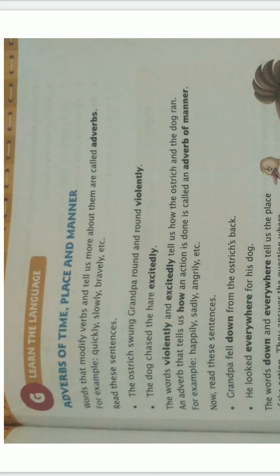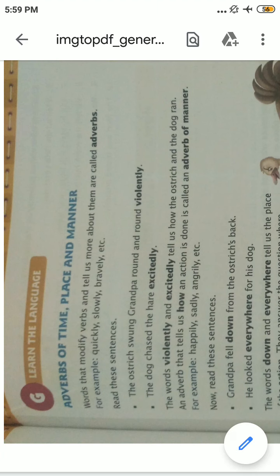of manner. We are going to learn about the three types of adverbs: adverbs of time, place, and manner. So, adverb of manner is how an action is done. How do we perform an action? Like, we perform an action happily, sadly, angrily, wholeheartedly, etc.